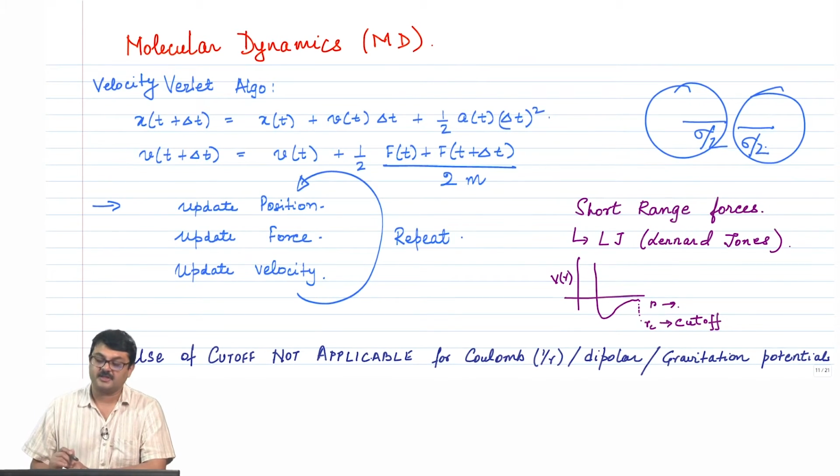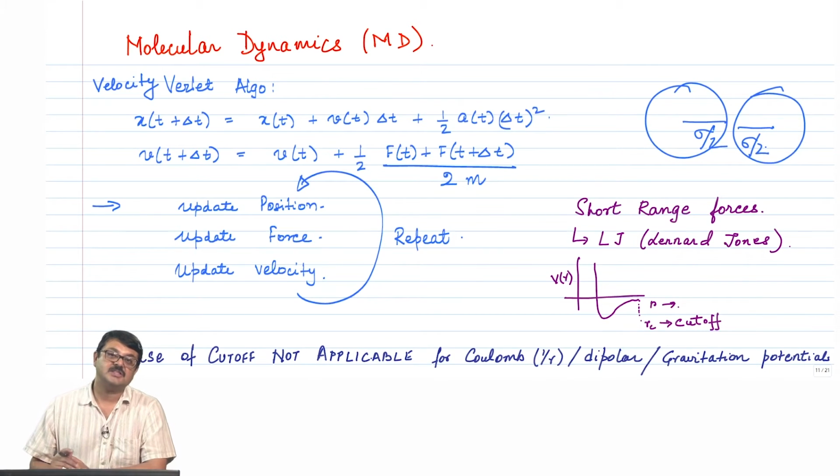The expression of the Lennard-Jones potential, if you remember, was 4 epsilon, where epsilon is a measure of the strength of the interaction, basically the depth of this potential, times sigma by r to the power 12 minus sigma by r to the power 6.